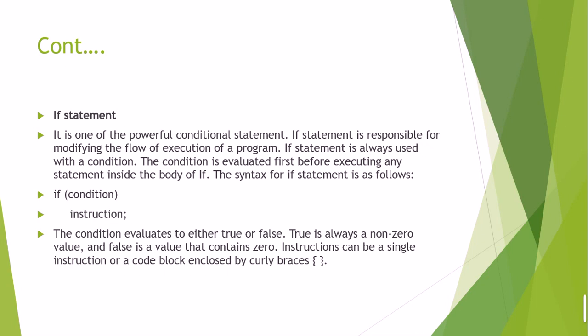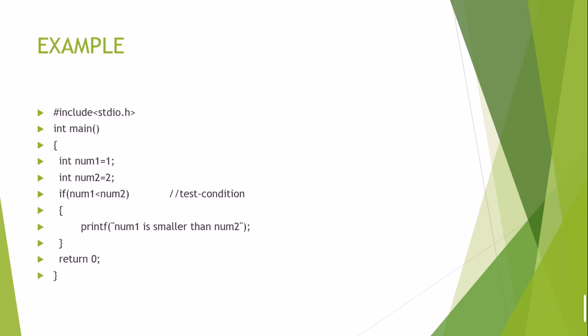The syntax of the if statement is as follows: if condition, then instruction. The condition evaluates to either true or false. True is always a non-zero value and false is a value that contains 0. So of course, when you say true it means 1, and when you say false it means 0. The instruction can be a single instruction or a code block enclosed by curly braces. So this is how they have explained the if statement.